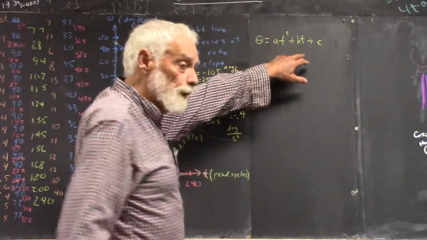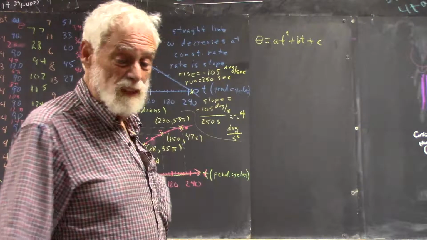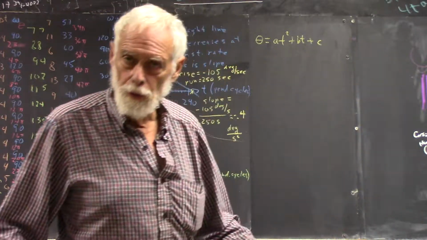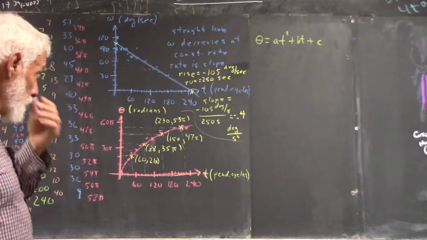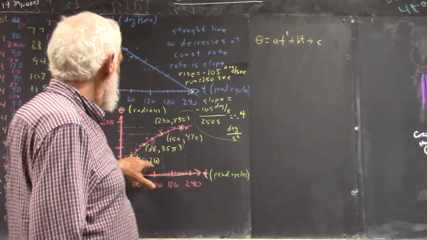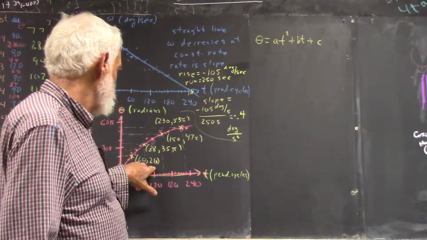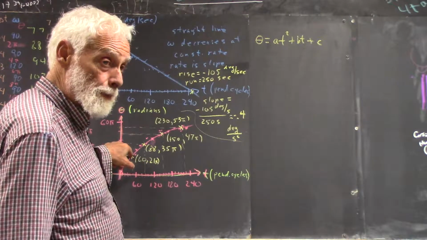A t squared plus bt plus c is standard notation for a general quadratic function, where a, b, and c are numbers that we don't know yet. But we're going to find them from these 3 points. How do we do that? Well, we have a value for t and a value for theta corresponding to this point.